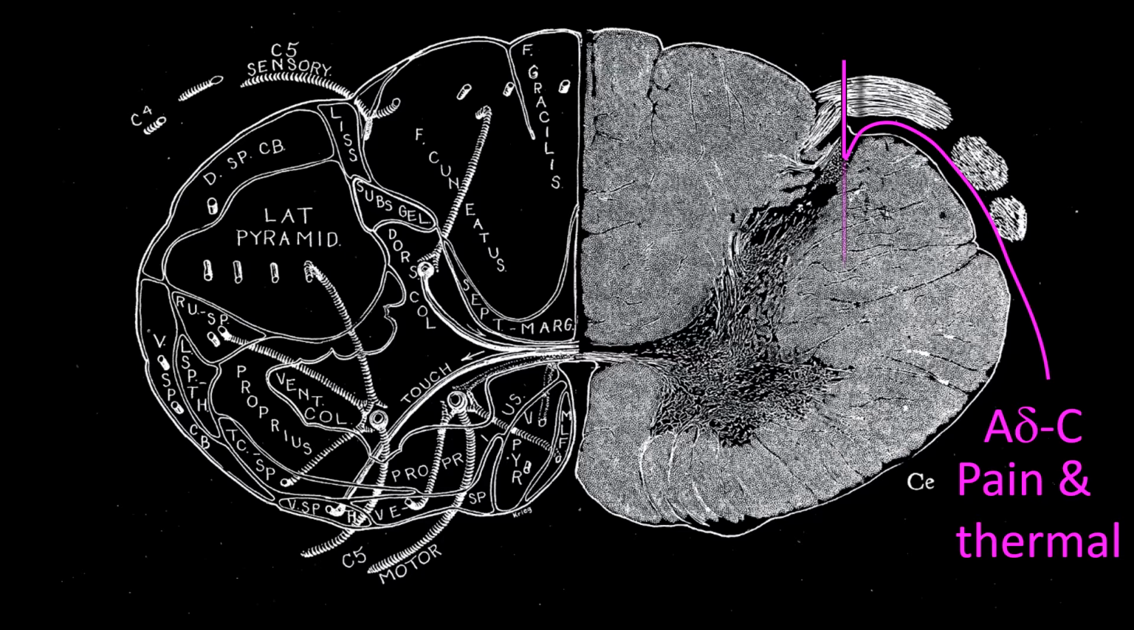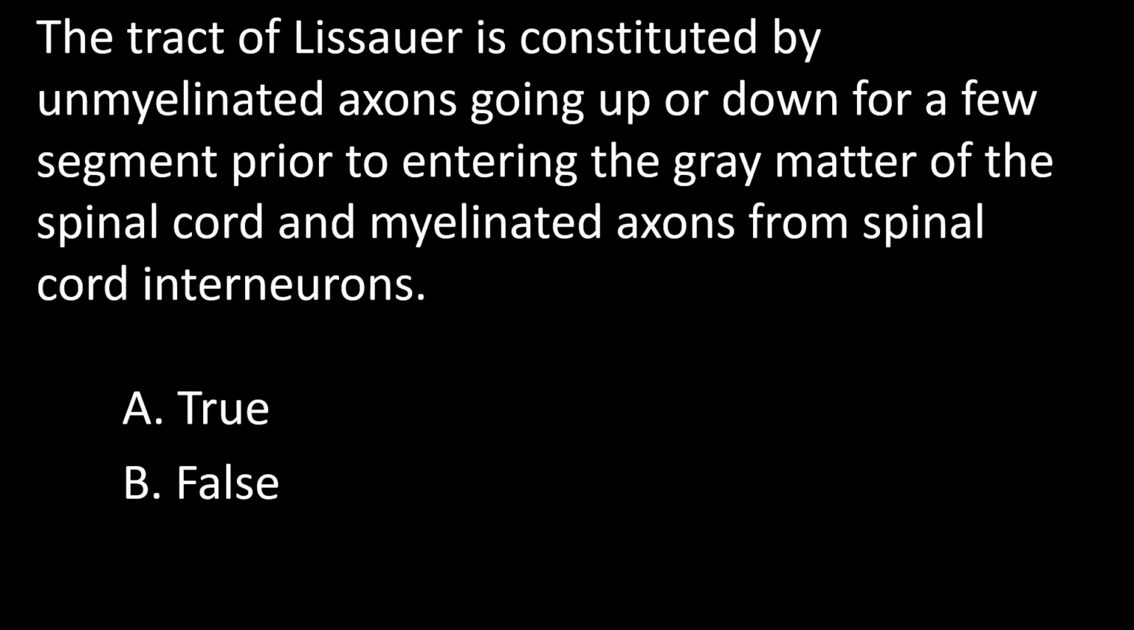In this frame, I have represented the axons going into the spine through the Lissauer tract in magenta. As previously explained, once these fibers come into the spinal cord, they ascend and descend one or two spinal segments before terminating in Rexed lamina 1 or 2. It is these axons going up and down that, together with some axons from dorsal horn interneurons going from one segment of the spine to another, constitute the tract of Lissauer. So the answer to this question is A. True.